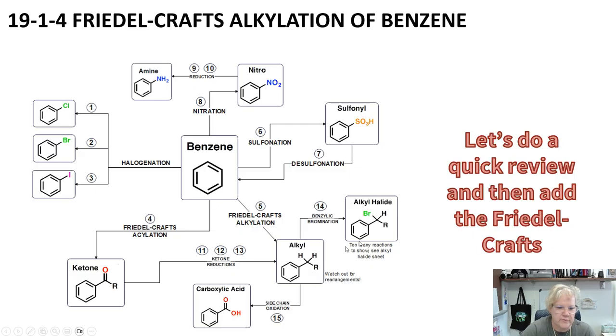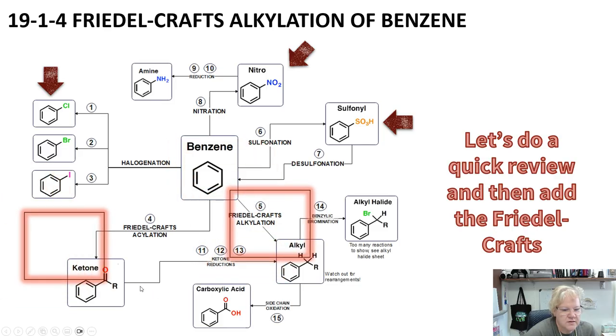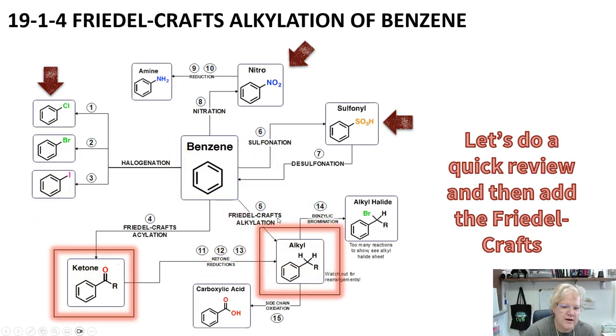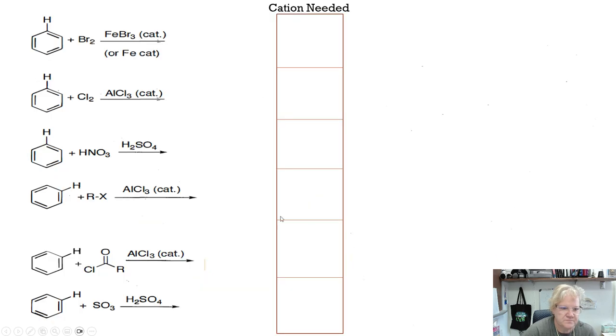Okay, so let's do a quick review of our chart. What have we done so far? We've done our halogenation, we've done our nitration, we've done our sulfonation. The last two we're really going to look at are our Friedel-Crafts alkylation and Friedel-Crafts acylation. One more review. We're going to look at what was our cation or electrophile needed, and the reagents, just to get it through your memory one more time. Again, puzzle piece here means there are some things on your student notes to fill out, so make sure you're doing that.